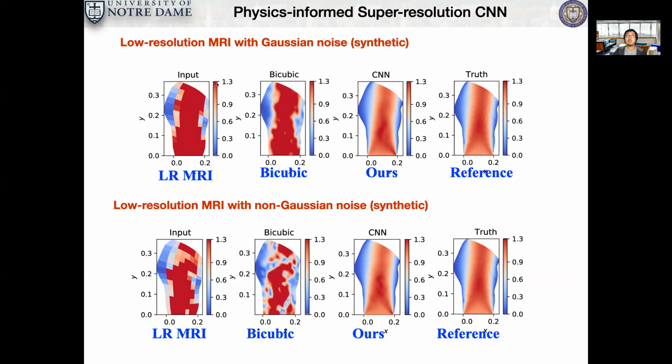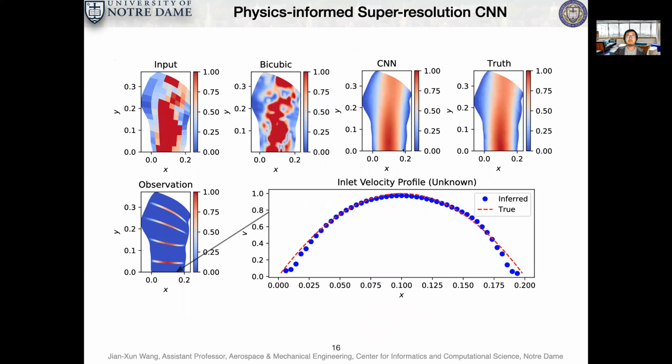If we directly use bicubic interpolation to super resolve this low resolution MRI flow data, the results are pretty bad and not physical at all. However, our CNN super resolution solutions can eliminate large Gaussian or even non-Gaussian MR noise and agree with the reference pretty well. Remember, here we didn't use any high resolution labels to train our neural network.